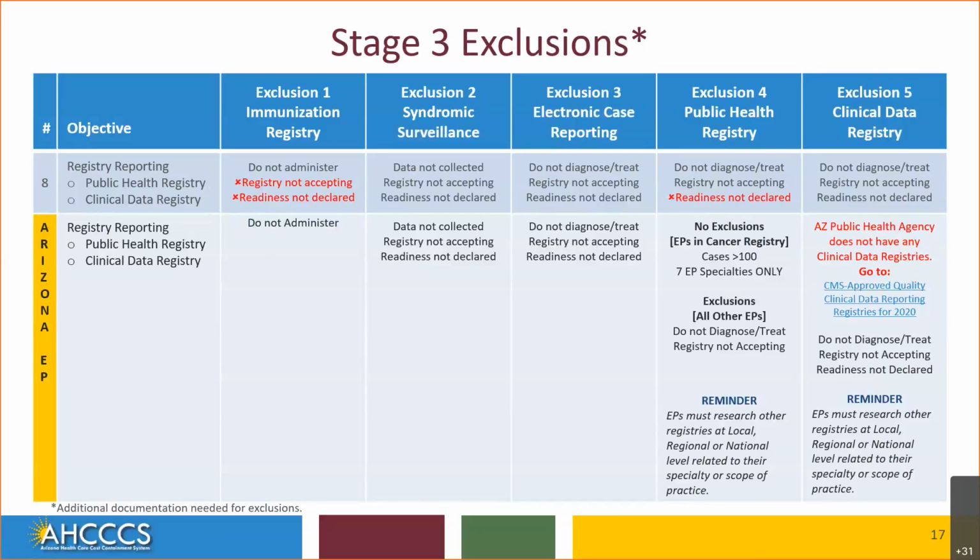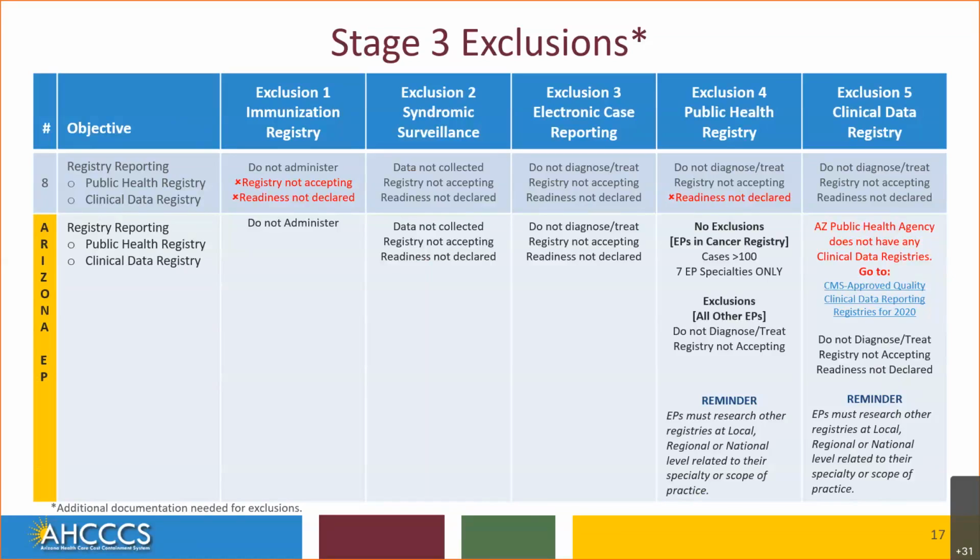So if you go to that third column, which talks about syndromic surveillance, it shows that an EP is able to claim all three exclusions, potentially as long as they meet the requirements. Same goes for electronic case reporting, as well as public health registry. But under that public health registry, which is the second to last column, it does show that there is a cancer registry in the state of Arizona. If the EP has less than 100 cases for cancer or does not fall underneath the 7 specialties that are allowed, then that EP can claim that exclusion for the cancer registry. But you need to make sure you're meeting those exclusion requirements if you're claiming that exclusion.